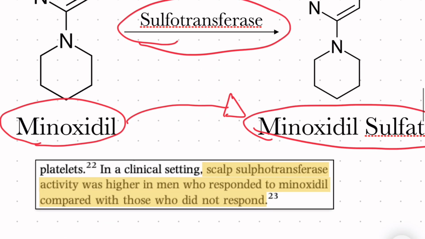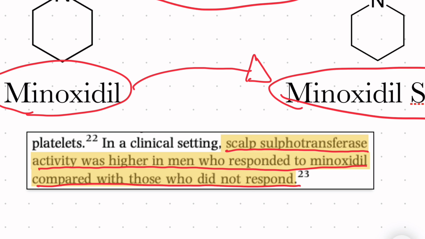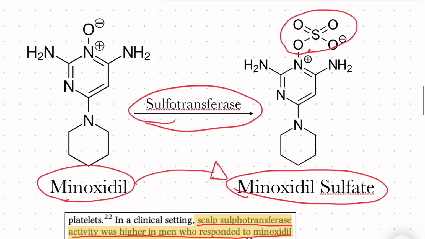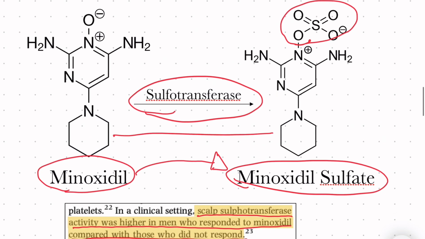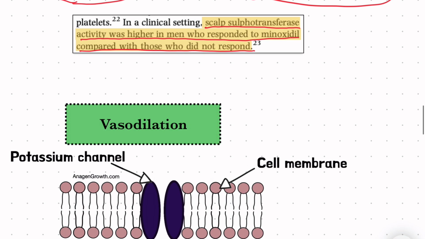And if we look at this snippet from a study, it says scalp sulfotransferase activity was higher in men who responded to minoxidil compared to those who did not respond. In other words, minoxidil has to be converted into its active form, minoxidil sulfate, in order for it to actually exert its hair promoting effects.